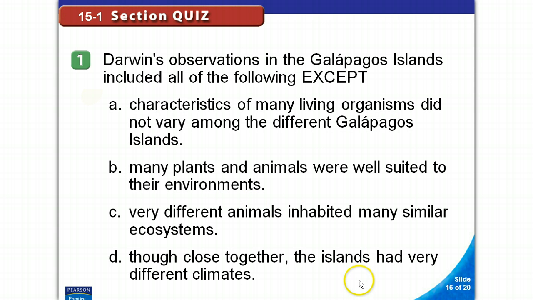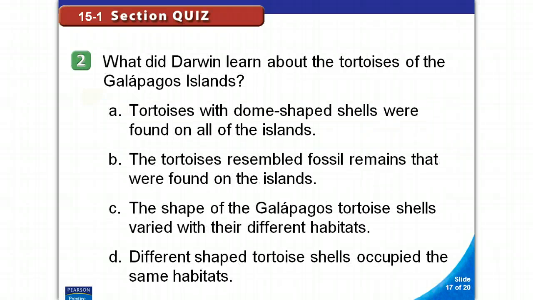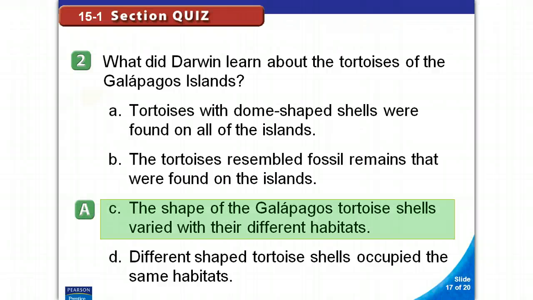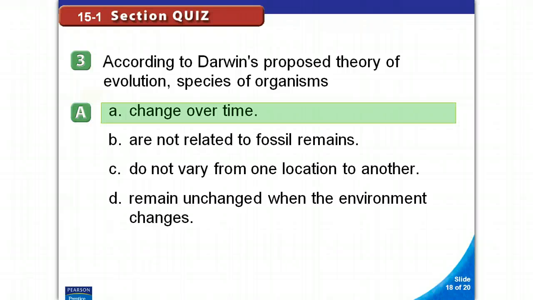Section quiz. Darwin's observations in the Galapagos Islands included all of the following except: A. Characteristics of many organisms did not vary among the different Galapagos Islands. What did Darwin learn about the tortoise of the Galapagos Islands? The shape of the Galapagos tortoise shells varied with their different habitats. According to Darwin's proposed theory of evolution, species of organisms: A. Change over time.